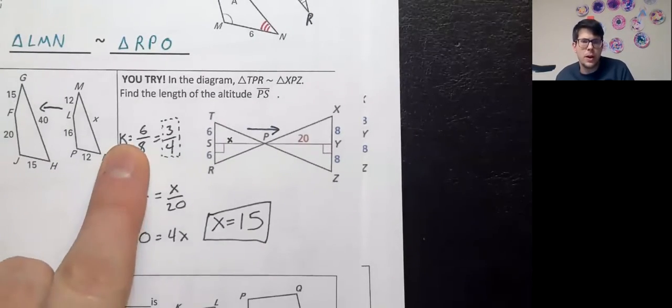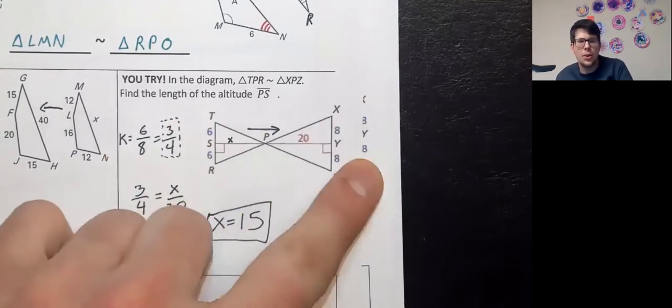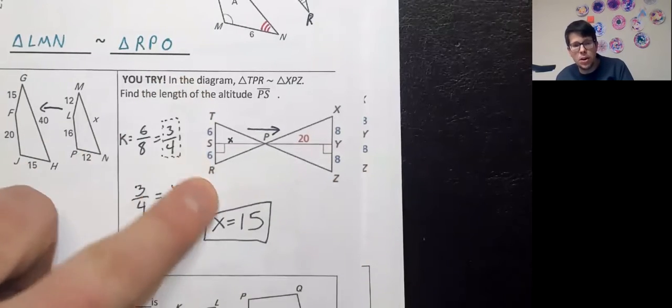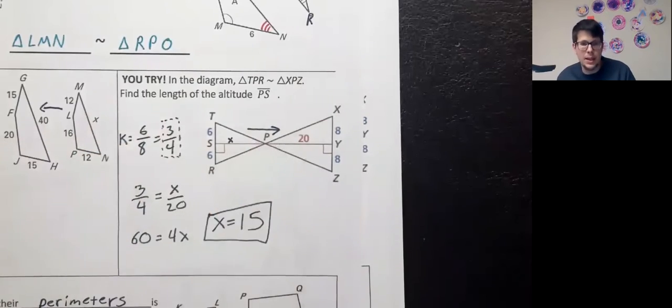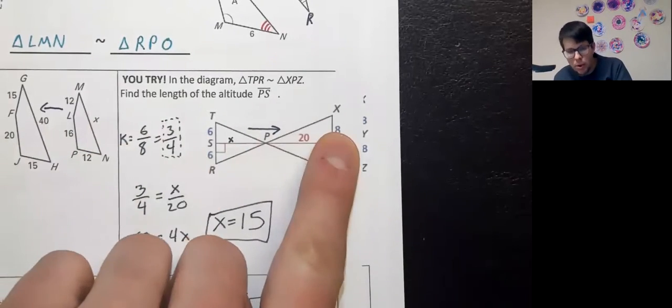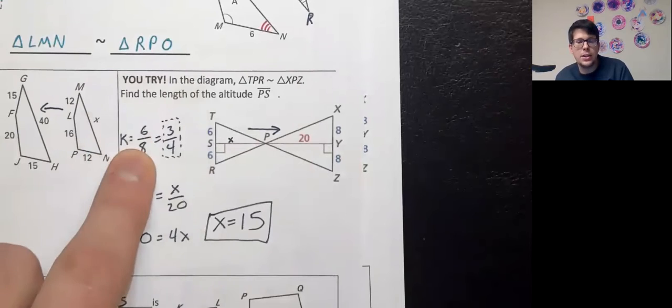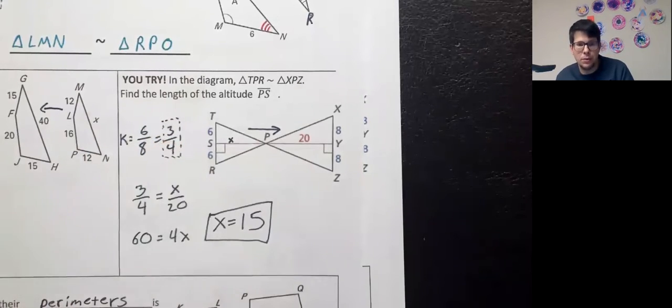I'm going to build my scale factor right here using some of these shorter side lengths on the outer edge. Now you could use the full piece from T all the way down to R, which would be 12. And then you could go from X to Z, which would be 16. But I just chose to use these smaller pieces right here and here. And it doesn't matter. They all reduce down to the same scale factor of 3/4.